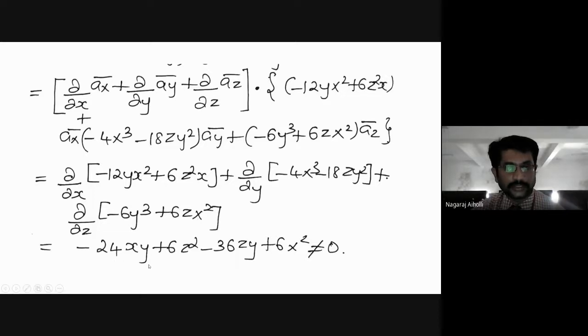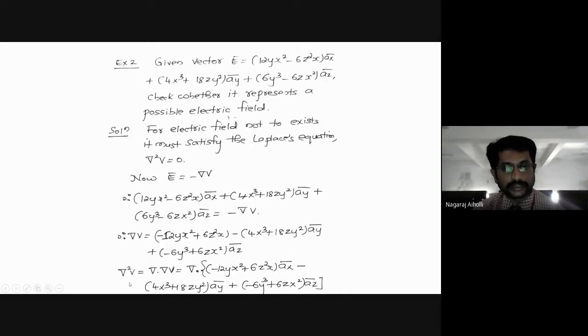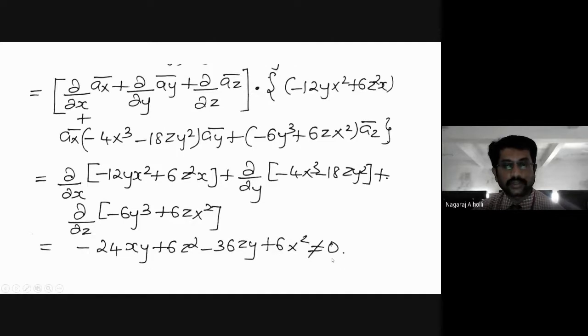Is this equation 0? Yes or no? No sir, it is not 0. So this equation is not 0. This equation is del square V, the left-hand side. Del square V is not 0.